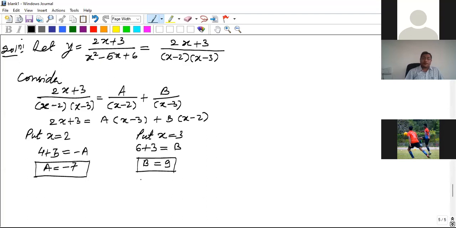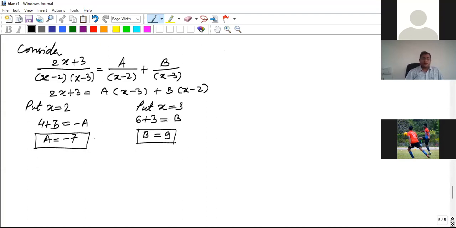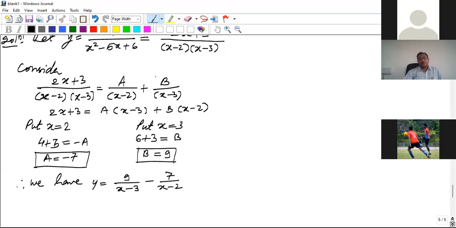Yes, sir. Okay, so once we have the values of a and b, we can write y. So y is equal to 9 upon (x minus 3) minus 7 upon (x minus 2). b is a positive term, so that's why I'm taking it here. a is a negative term, so that's why I'm writing it here. Nothing else. There is nothing hard and fast.